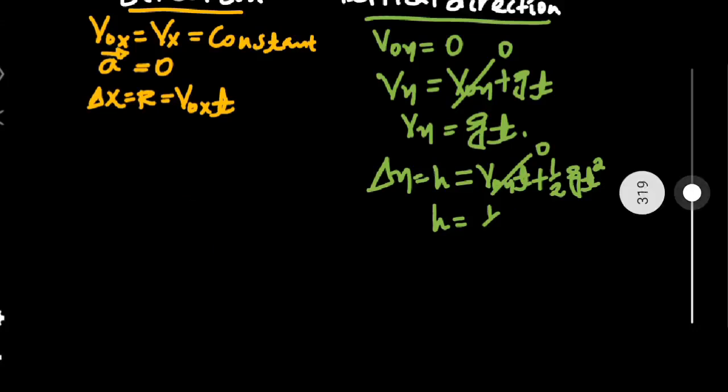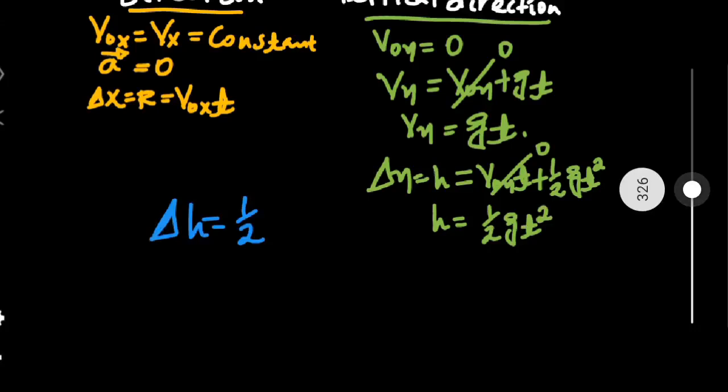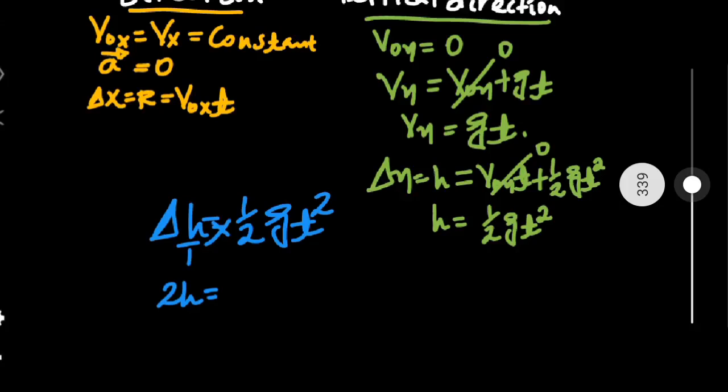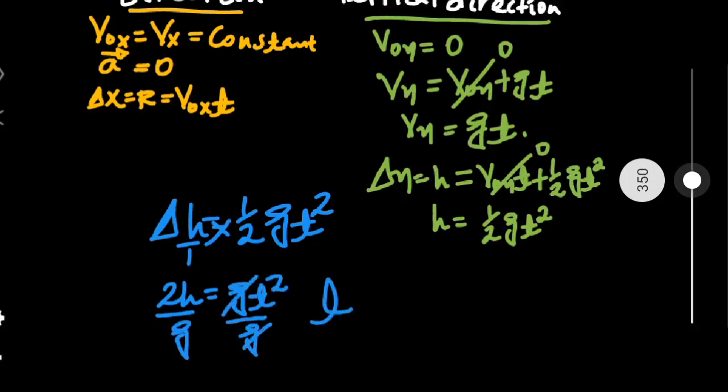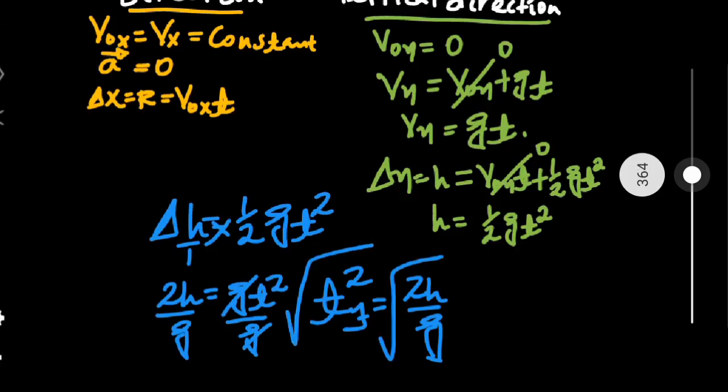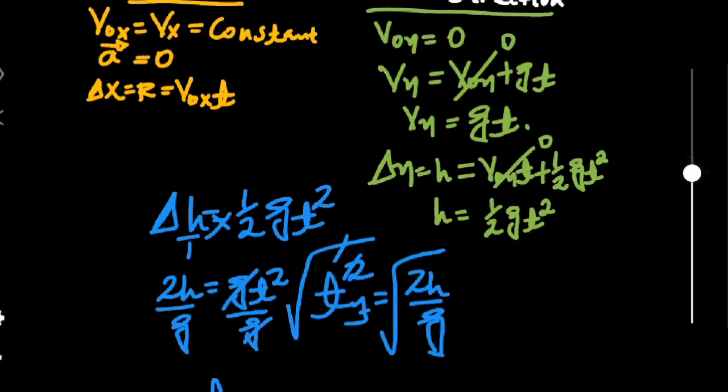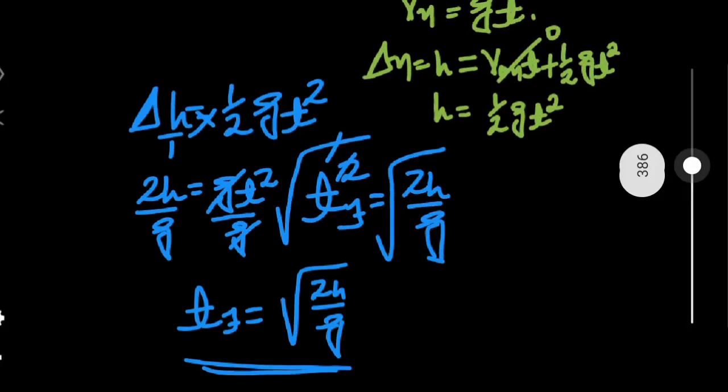For both motions we have to find the time of flight from the height or vertical displacement of a projectile motion. So the change in h, which is the vertical displacement in the vertical direction, is equal to 1 over 2 gt squared. When we cross multiply, 2h is equal to gt squared, then g is cancelled by g, so time squared is 2h divided by g. Then to cancel the square, we take the square root, so the time of flight becomes the square root of 2h divided by g.